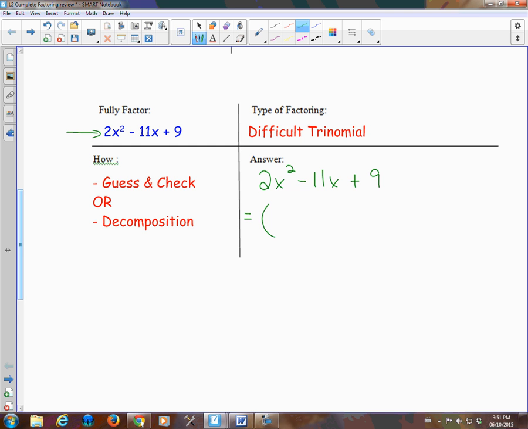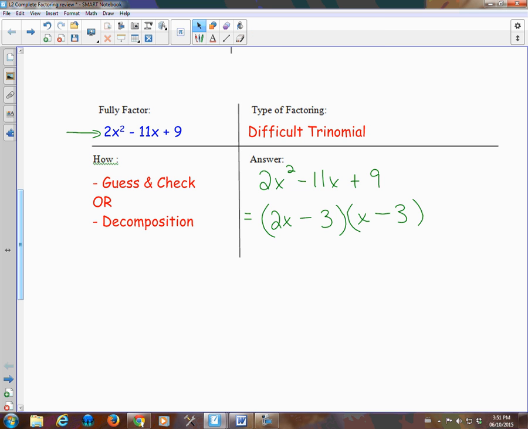So if I'm guessing and checking, I've got my 2 brackets, and I know the only thing that's going to multiply to get 2x squared is 2x and x. And then I'm looking for what multiplies to get 9. So I could put 3 and 3. And I know it has to be plus, so they either both have to be positive or both have to be negative. So I'm going to go with negative, because I know they have to add up to negative 11.